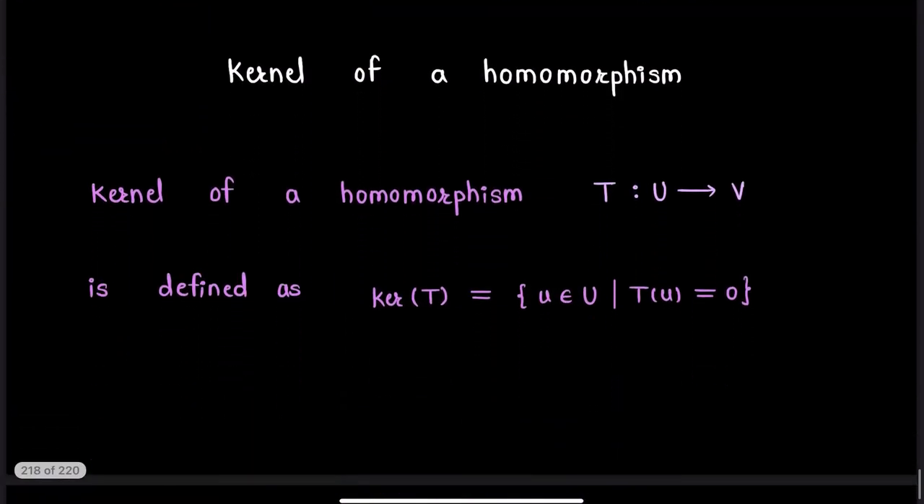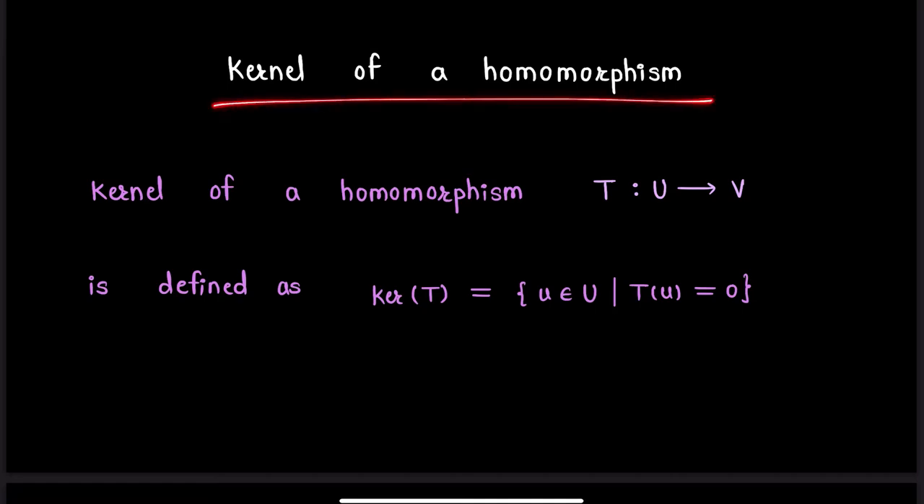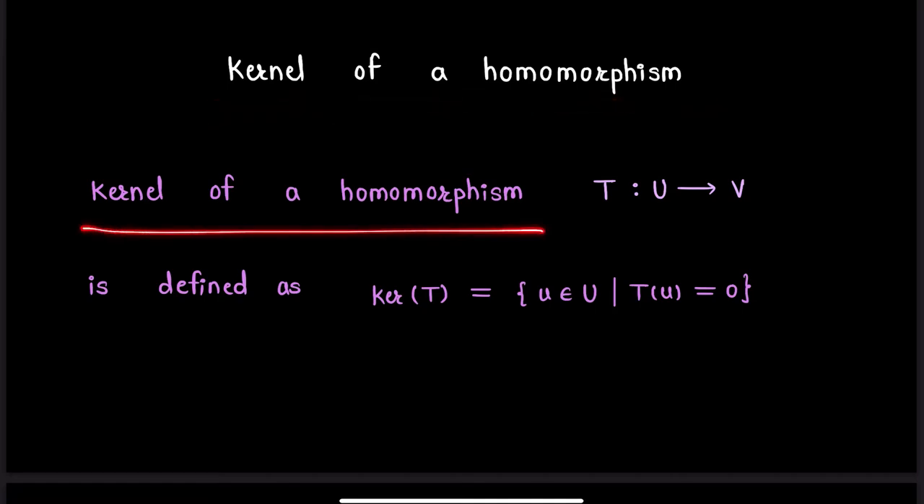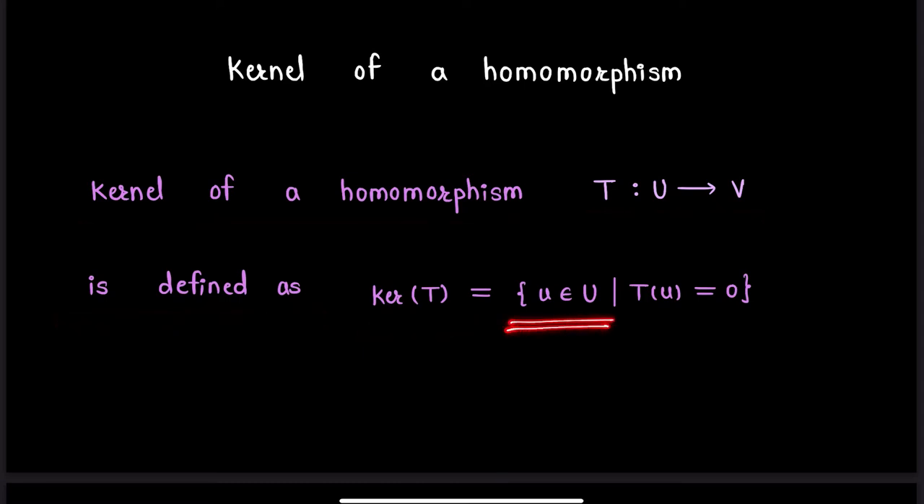The next concept is the concept of the kernel of a homomorphism. We will need this in our proof. The kernel of a homomorphism T from vector space U to vector space V is defined as: kernel T is the set of all those vectors u in U such that T of u is 0. That means kernel T is the collection of all those vectors u in vector space U which under T get mapped to the 0 vector in vector space V.